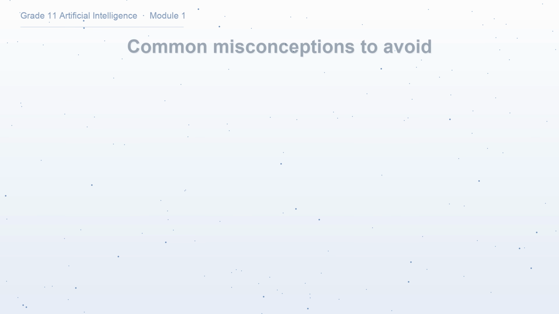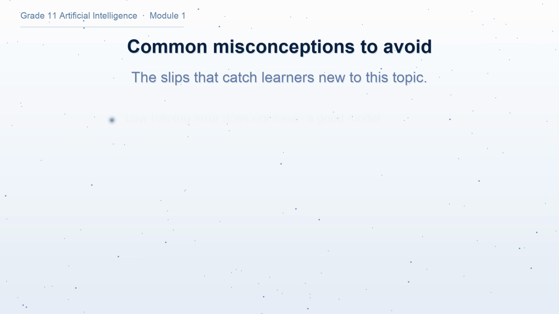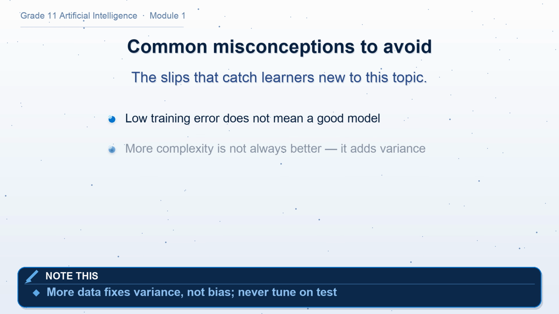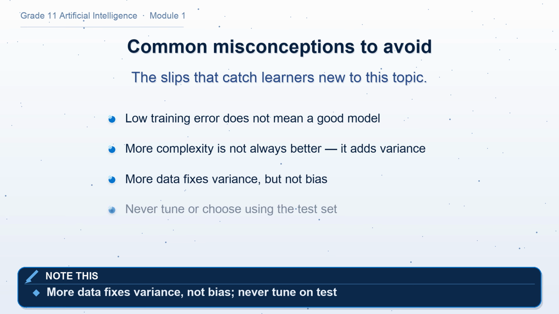Before we recap, let's clear up the common misconceptions. First, a low training error does not mean a good model. It may simply be memorizing. Second, more complexity is not always better because every added degree of freedom raises variance. Third, collecting more data helps a high variance model, but it will not cure high bias from a model that is too simple. Fourth, never tune your settings or choose your model using the test set. That quietly leaks the answers. And finally, remember that noise is irreducible, so no model can ever push the error all the way to zero. Hold these in mind and your judgments will stay sound.